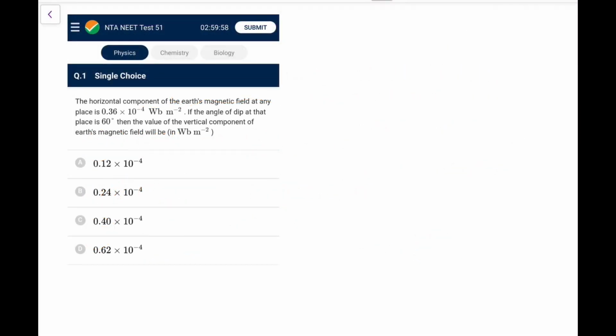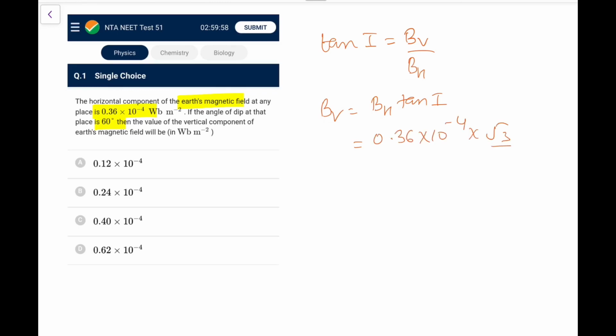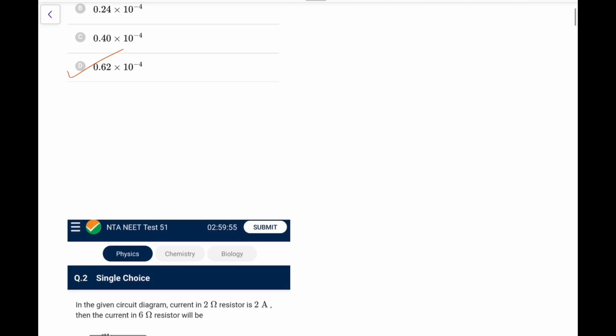We start with the first question. The horizontal component of the Earth's field at any point is given, and the angle of dip is given. Then the value of the vertical component. You know the angle of dip, tan I equals BV upon BH. So the vertical component BV would be equal to BH tan I. BH is 0.36 into 10 to the power minus 4, and tan 60 is root 3, that is 1.73 times, so it would be less than 0.72, closer to that. So 0.62 into 10 to the power minus 4 I can directly make out from the given options. So this is option D. This is an easy one.